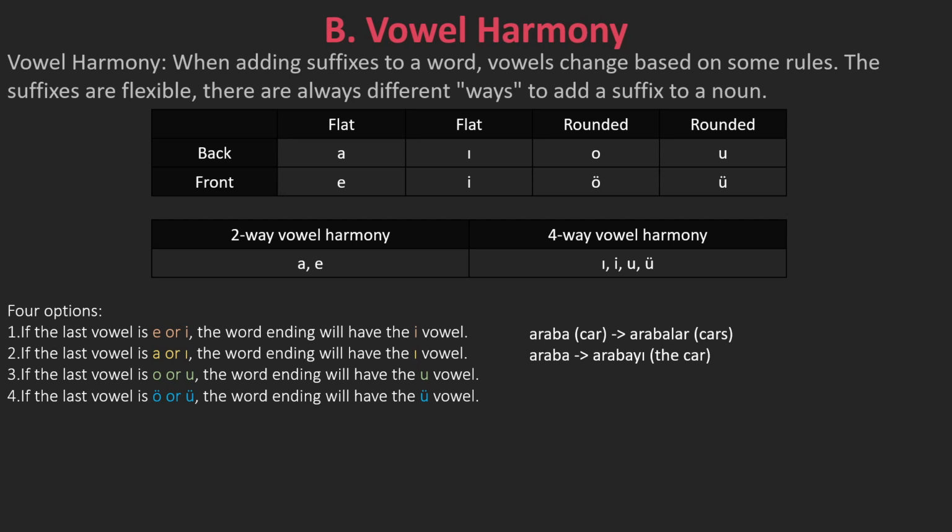And let's have a different example. Ev, which means house. So if I want to say houses, plural, evler. So first, two-way vowel harmony. Again, it is only between e and e. Evler, evler. But let's use the four-way vowel harmony on this one. So ev becomes evi, because after e you will need i. Okay, so let's go to the next one.